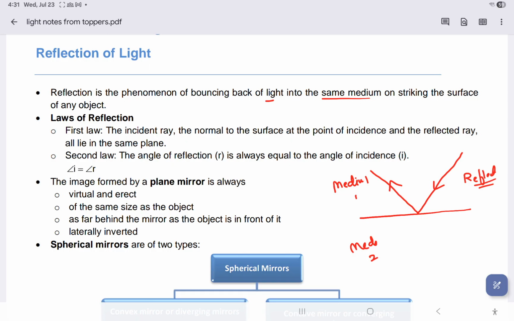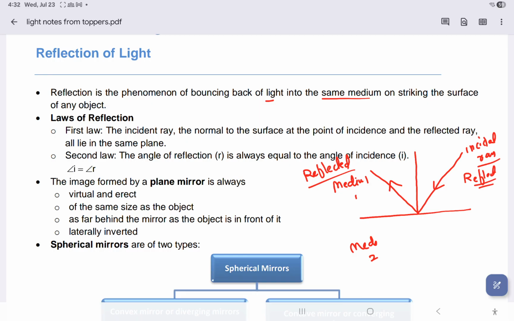The first law concerns the incident ray. This is known as the incident ray, and this is known as the reflected ray. If you draw a normal like this, the incident ray, the normal to the surface at the point of incidence, and the reflected ray all lie in the same plane. That is the first law of reflection. So this entire part will lie in a particular plane; they won't deviate from it.